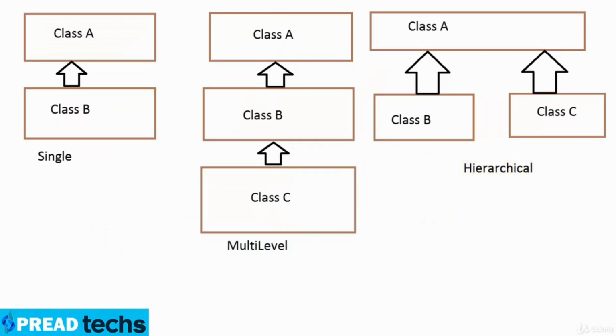Now we see hierarchical inheritance. Hierarchical inheritance refers to a child and parent class relationship where more than one class extends the same class. For example, classes B and C extend the same class A, which means A is the parent class to both class C and class B.